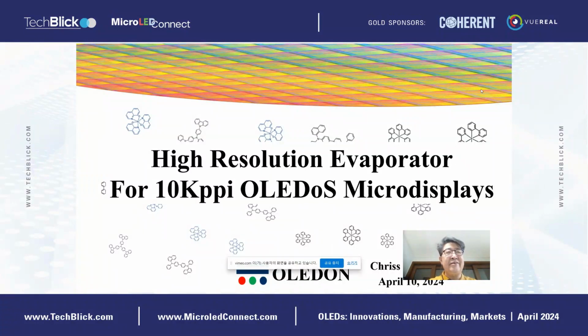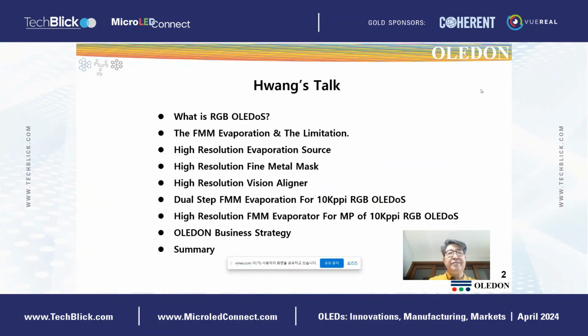I am developing a high resolution evaporator for the mass production of OLEDoS microdisplays. My target resolution is going to be 10,000 ppi. So my discussion is going to be about the high resolution evaporation source, high resolution fine metal mask, high resolution vision aligner, and the high resolution FMM evaporator.